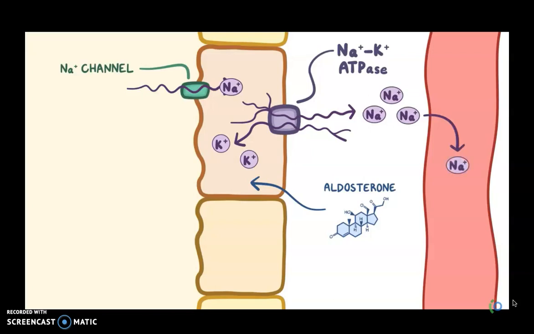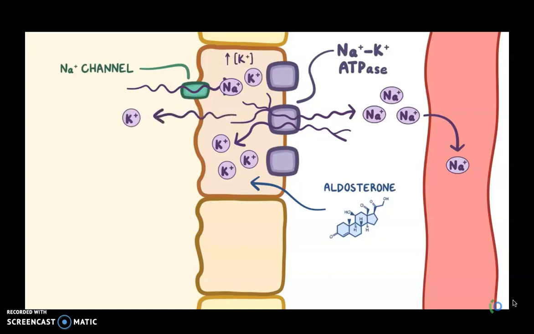Aldosterone also increases the number of sodium-potassium ATPases, and as a result, even more potassium will be pumped into the cell. In this way, the intracellular potassium concentration increases, and this creates a driving force for potassium to be secreted from the cell into the lumen. Additionally, aldosterone also increases the number of potassium channels in the luminal membrane, so even more potassium gets excreted.